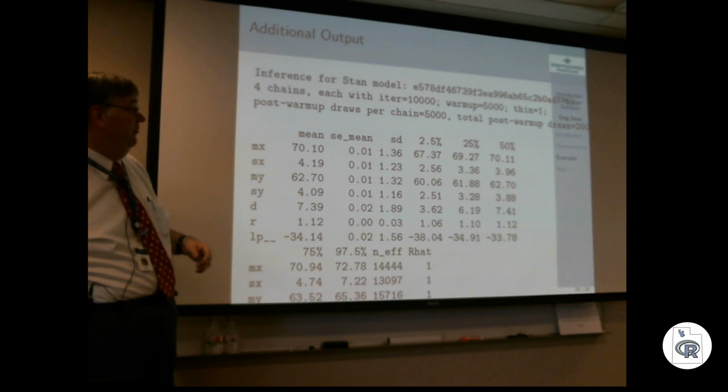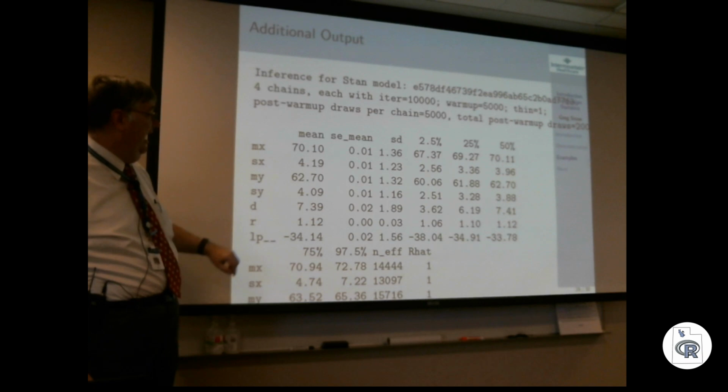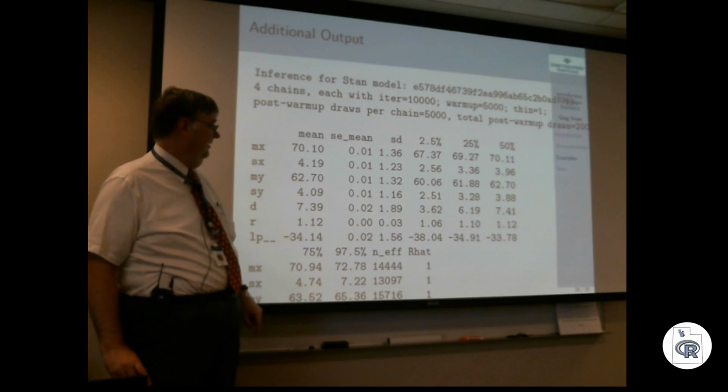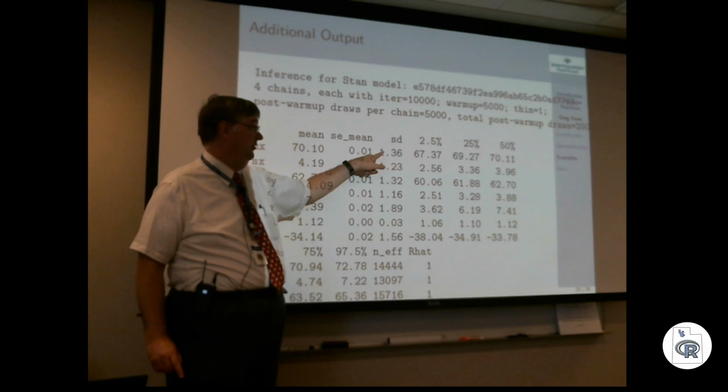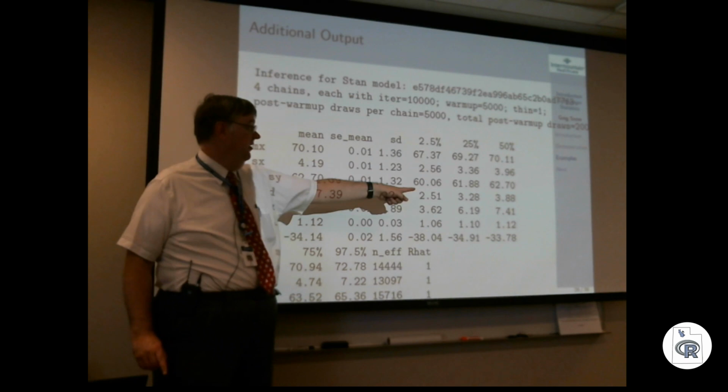Here's the standard output. For each of these variables, it gives me the mean of the posterior, the standard deviation of the posterior. I haven't quite figured out what this standard error piece is; what we usually think of as the standard error is more the standard deviation. It also gives me some of the quantiles. So I've got the median there at the 50%. I can get that credible interval by looking at the 2.5 and 97.5.